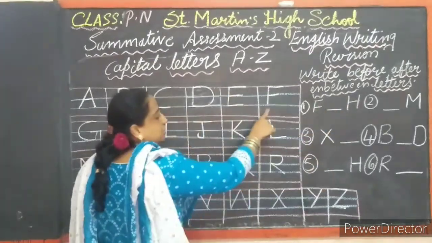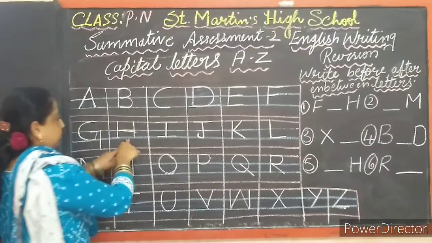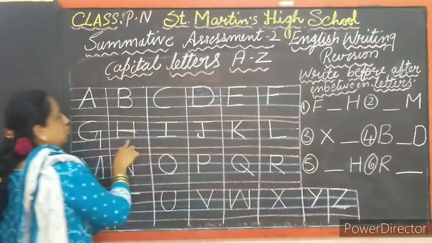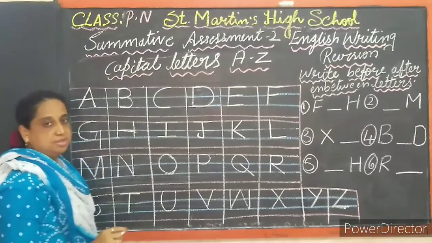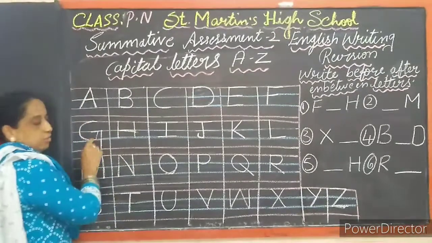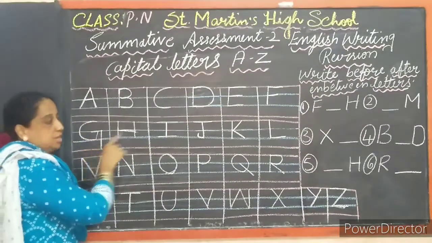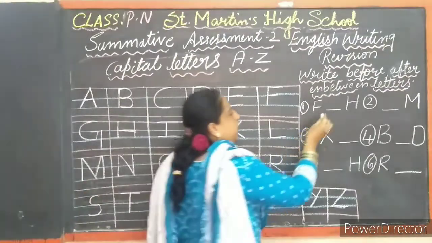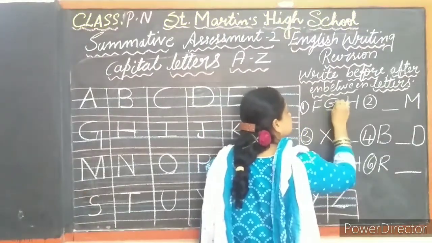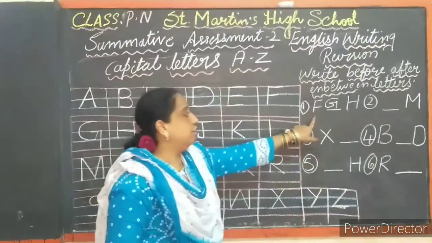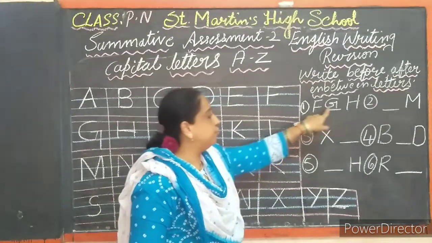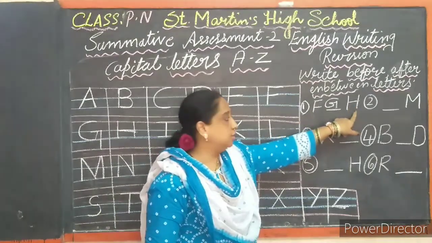See here, F is written here, H is there. In between that a gap is there, blank is there. So what do we have to write? We should write letter G in this place. I fill this dash. F, G, H. Understood, children?